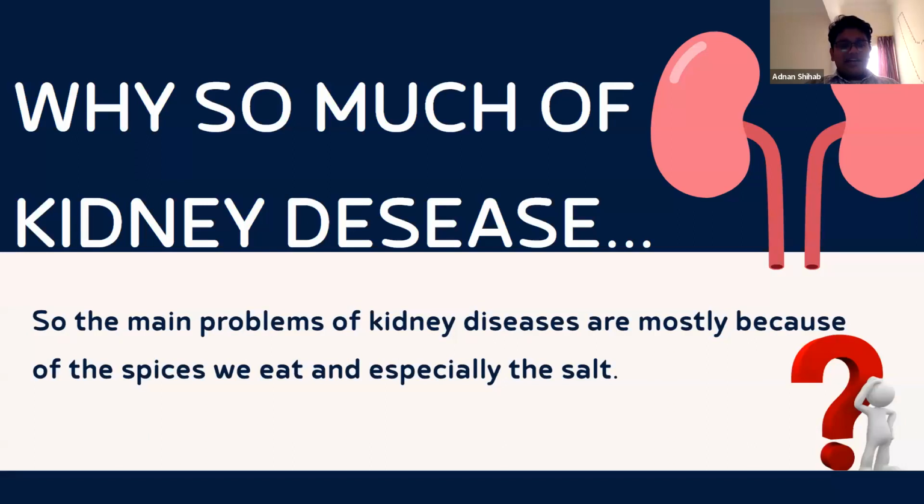One example is there's one main Arabic food called hummus. In India, I went to one shop with my cousins. It was named Arabic shop, Arabic cuisine and all, but there was spicy hummus. In India, everyone is making it spicy and salty. That is the reason there's more kidney disease in India. The main problem of kidney diseases is the spices we eat and also the salt.